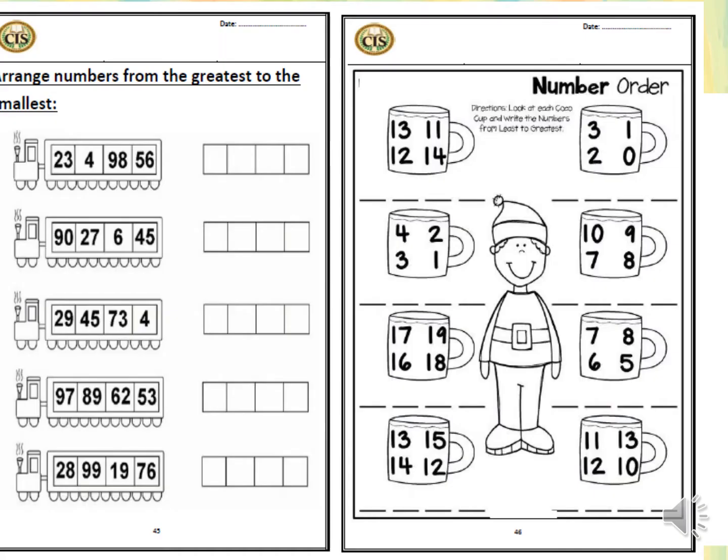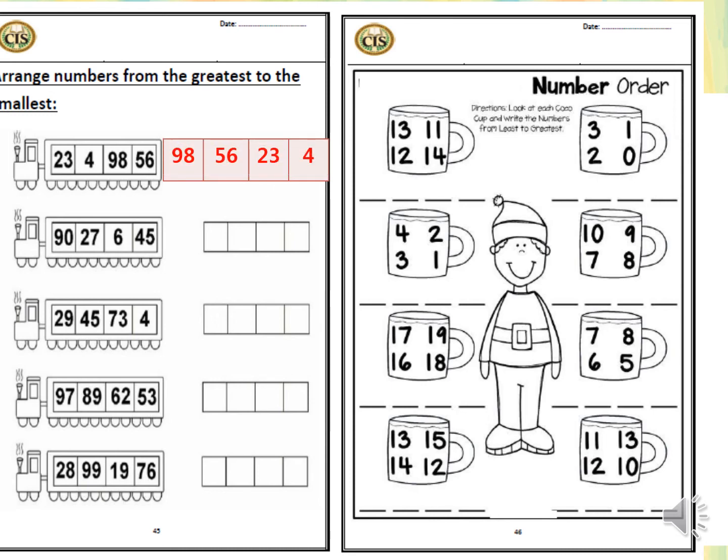Okay, page number 45. Arrange numbers from greatest to the smallest. It means in descending order. We have here first 23, 4, 98, and 56. Here, 2-digit numbers, 1-digit number, 2-digit numbers. Okay, so we are going to look at tens place. 2, 9, 5. I start with greatest number, big number. So, big number here, 98. Then 56, then 23, then the last one will be 4.